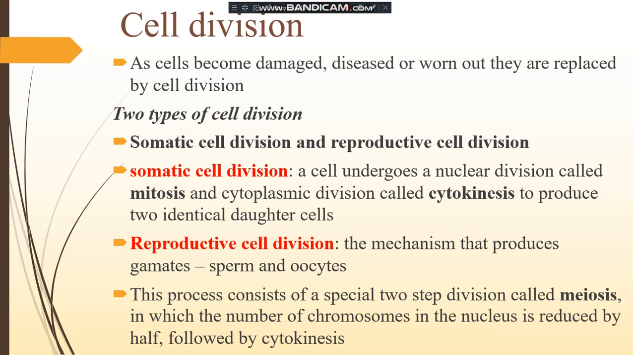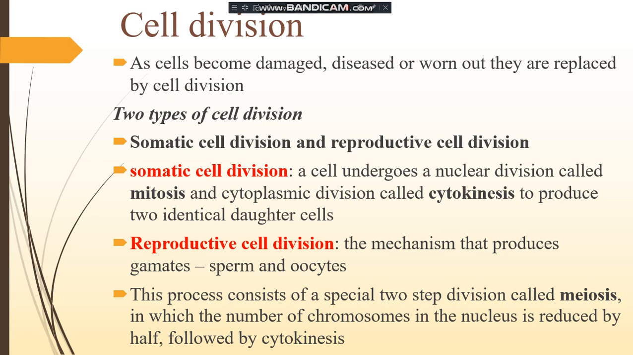Somatic cell division means the normal cells, other than the reproductive cells, like for example the cells within the kidney, stomach, etc. Those are somatic cells. Here it undergoes nuclear division called mitosis and cytoplasmic division, that is cytokinesis. Basically, from one cell, two cells are being formed. That is somatic cell division.